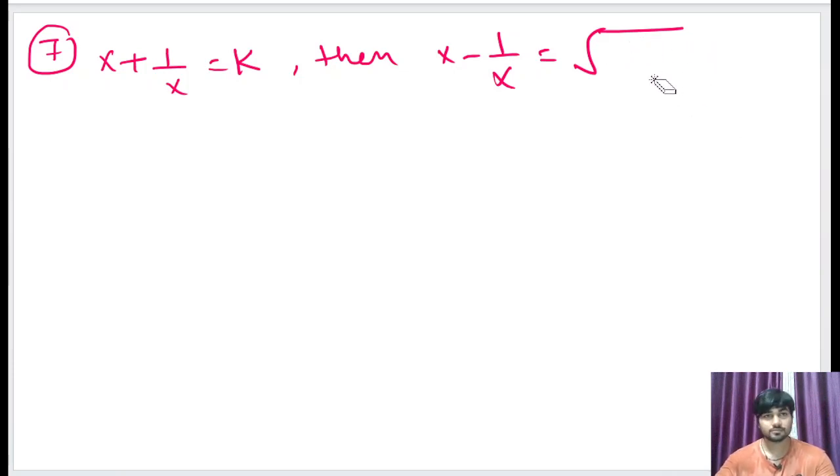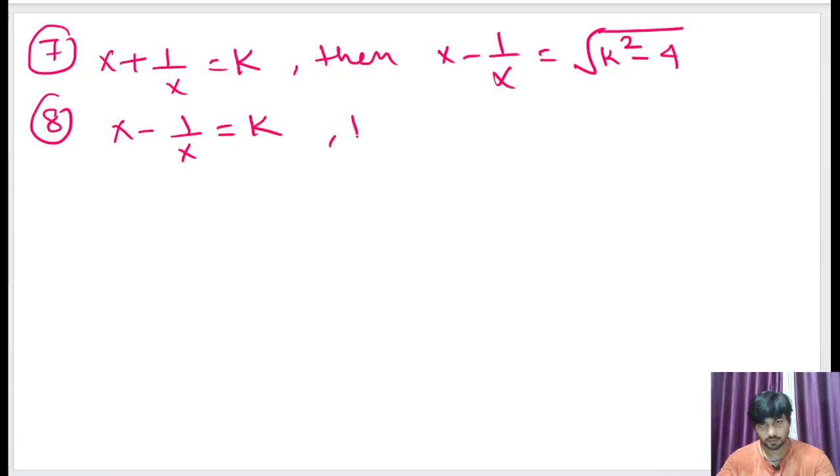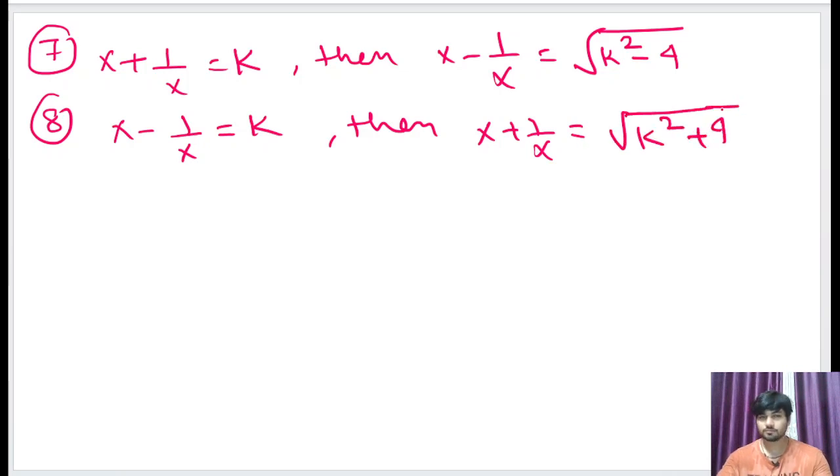It will be k square minus 4, and I will show you also how this formula is coming. But before that, let me write formula number 8. If x minus 1 by x, obviously the negative part of this formula, is equal to k, then x plus 1 by x is equal to under root k square plus 4, right? So, how is this formula coming? I will show you the 7th formula, the first part. The rest you can just understand or solve on your own. There is not much issue.